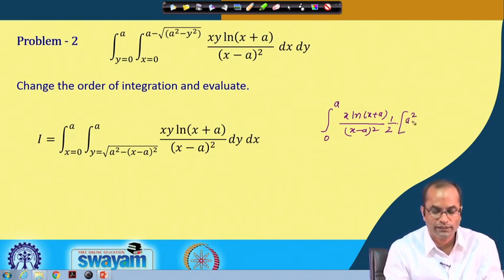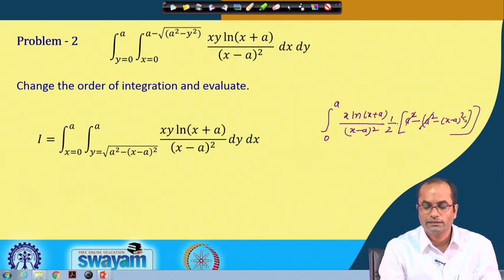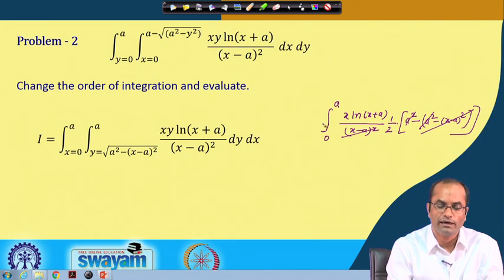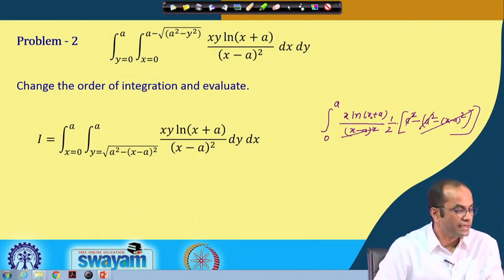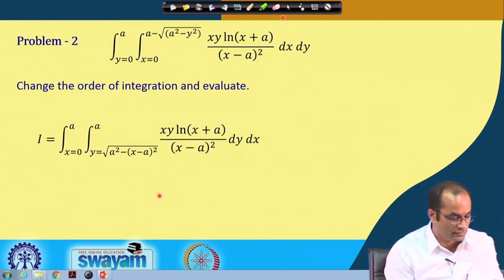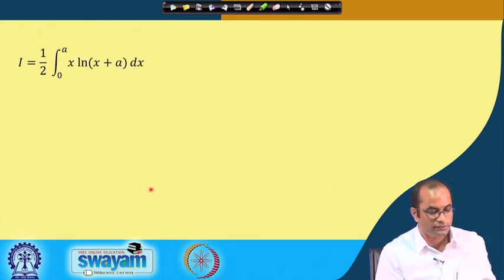So we have a squared minus this y squared, which will be a squared minus (x - a) whole squared. So a squared minus a squared will cancel out, then we have (x - a) whole squared, and that whole will go out with this one. So we have half x ln(x + a), and this is exactly the result of the inner integral, and now we can evaluate this outer integral as well.